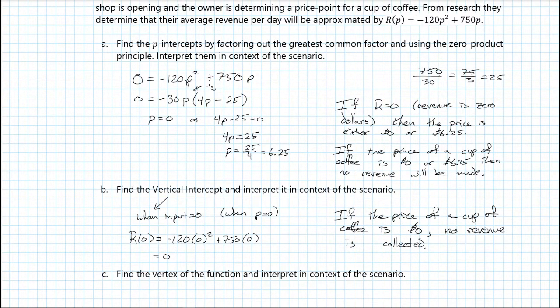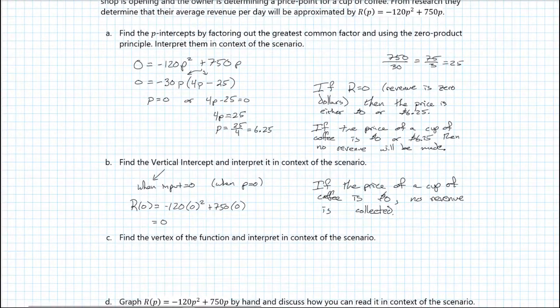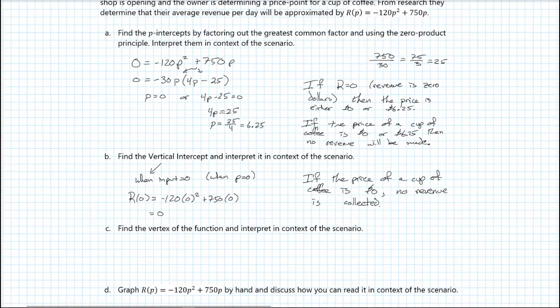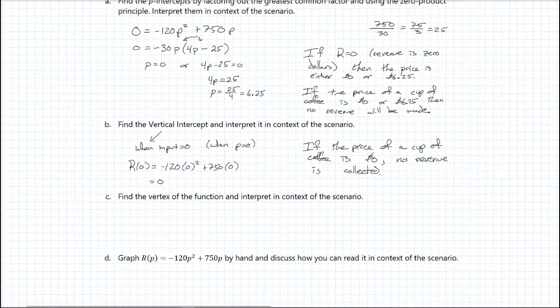And we actually saw that in the previous one, right? So the vertical intercept and the first horizontal intercept are the same. We have an intercept at the origin, which is both a horizontal and vertical intercept. And we'll graph that here in a few minutes in part D. So next thing we want to do is find the vertex of the function.